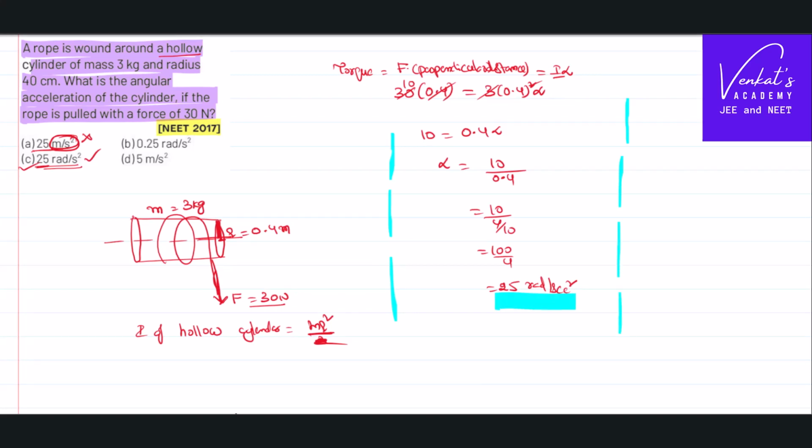So the most important aspect of this problem is torque, I alpha equal to force into perpendicular distance. Once you understand that basics, solving the problem is a cakewalk, easy to solve. You also need to know that moment of inertia of a hollow cylinder is mr square, whereas for a solid cylinder it becomes mr square by 2, which is not the case of the problem. It was given like a hollow cylinder. That's how we solve the problem.